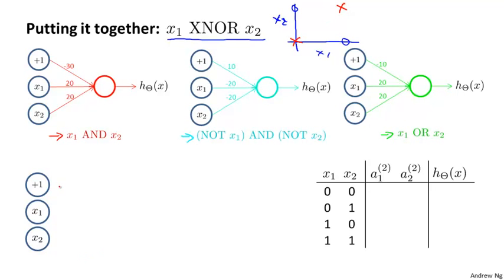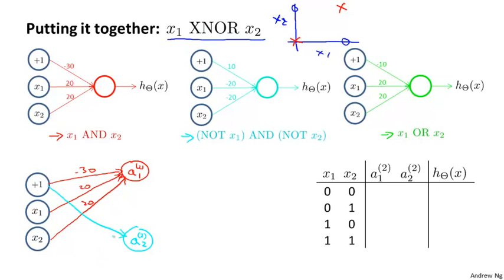Let's draw the network. I'm going to take my input plus 1, x1, x2, and create my first hidden unit here. I'm going to call this a_1^(2) because that's my first hidden unit. And I'm going to copy the weights over from the red network, the x1 and x2 network. So I have minus 30, 20, 20. Next, let me create a second hidden unit, which I'm going to call a_2^(2). That is the second hidden unit of layer 2. And I'm going to copy over the cyan network in the middle. So I have the weights 10, minus 20, minus 20.